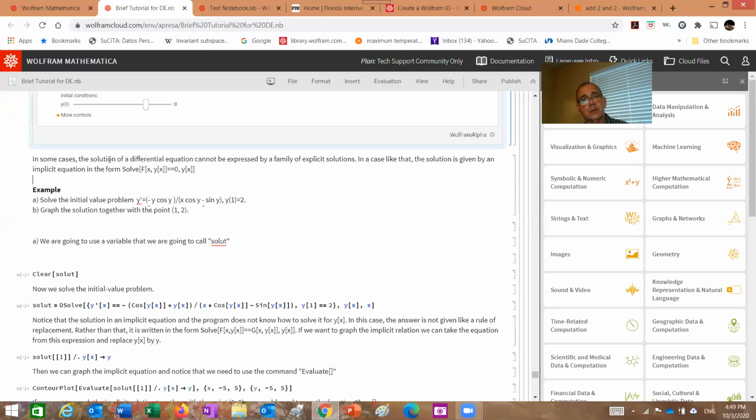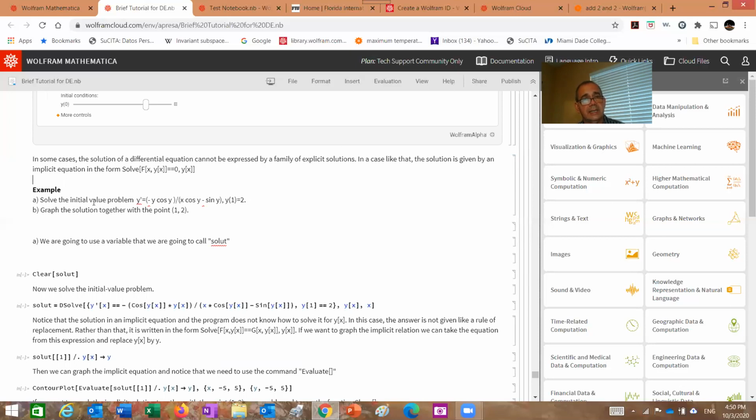It says, in some cases, the solution of a differential equation cannot be expressed by a family of explicit solutions. In cases like that, the solution is given by an implicit equation, in the form "solve this for y of x." When the Wolfram language doesn't know how to solve the implicit solution, or the family of implicit solutions that it gets, what it does is express the answer in this form: solve an implicit equation for y of x. This is the way of giving the solution when the solution is in general given by an implicit equation.